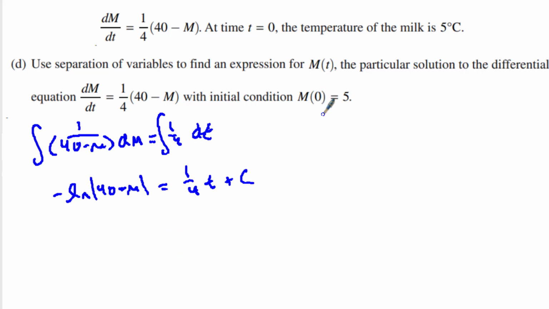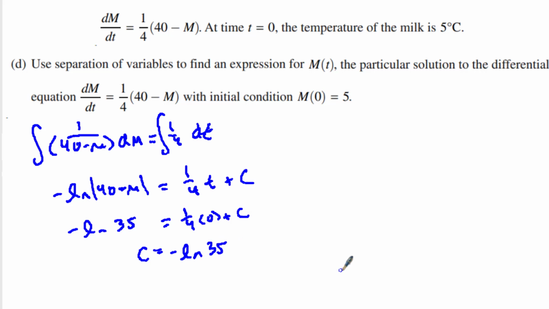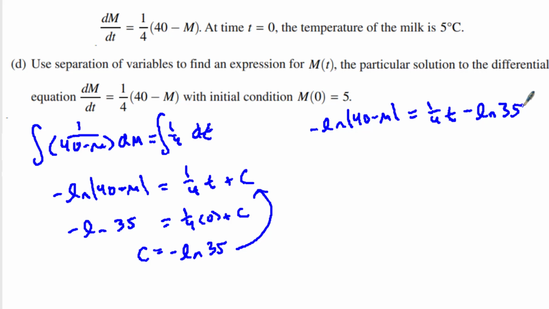Now we're going to plug in our value of M of 0. So at 0 time, 1/4 of 0 plus C gives us natural log of 35. So you know C is equal to negative natural log of 35. That probably gives you another point for finding the C. Now we plug that back in, and we get negative natural log of (40 minus M) equals 1/4 t minus natural log of 35.